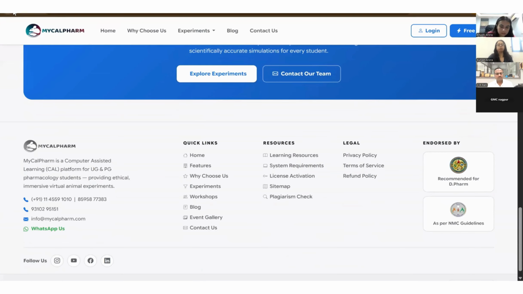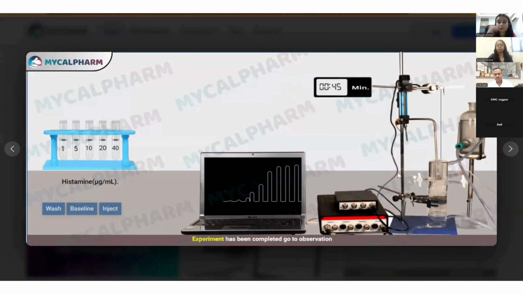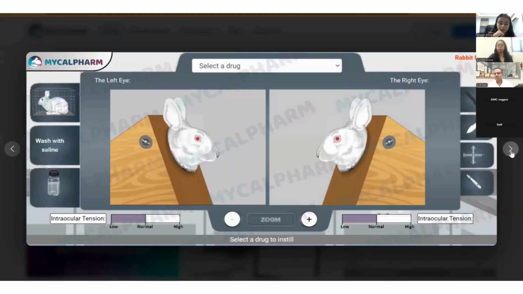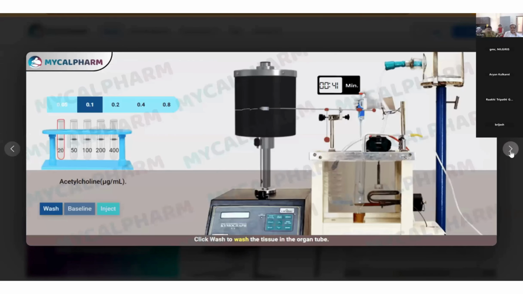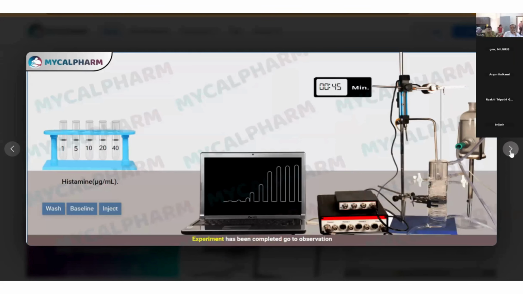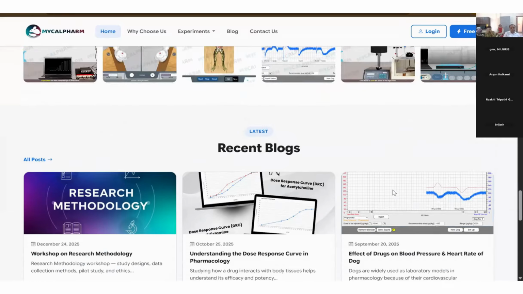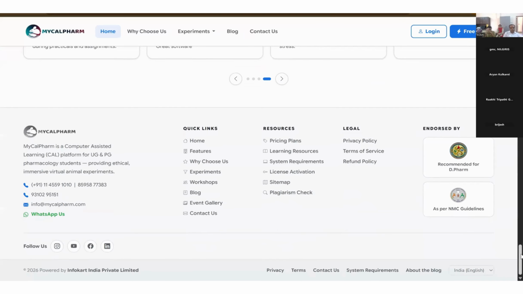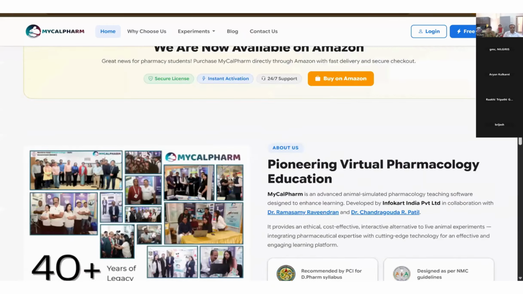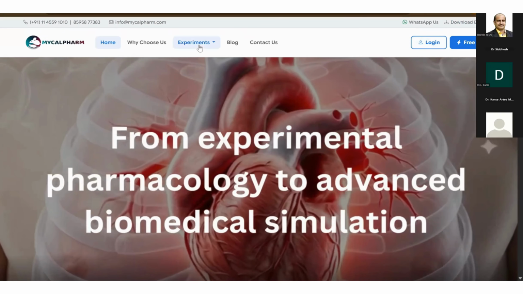So let me go back to the MyCalPharm now. Let me log in. Let me show you few images of the experiments, which all experiments we have now, so that you can just have a look over it. All the experiments will be open to every login. Separate individual login will be given to faculties. They can access it anytime from anywhere. Regarding students in the medical line, we will be giving them separate logins, especially for the PG students.